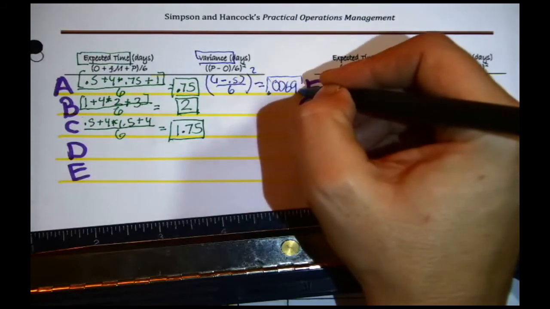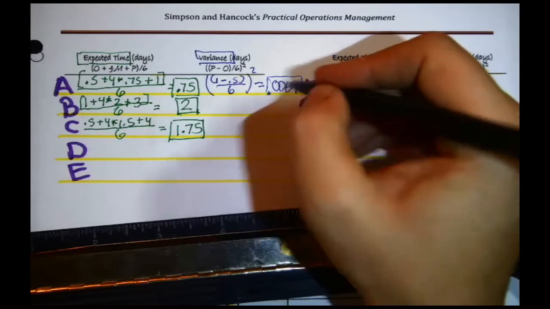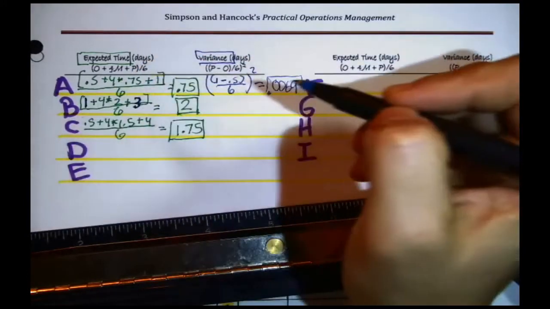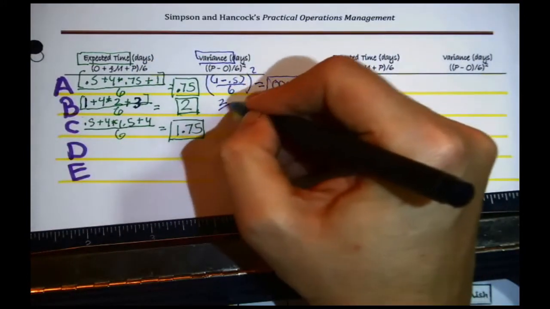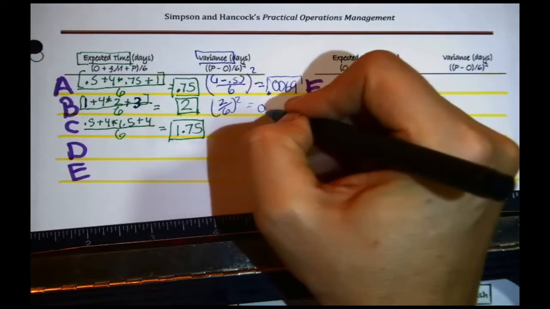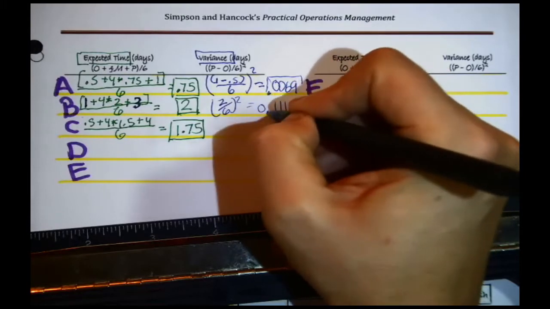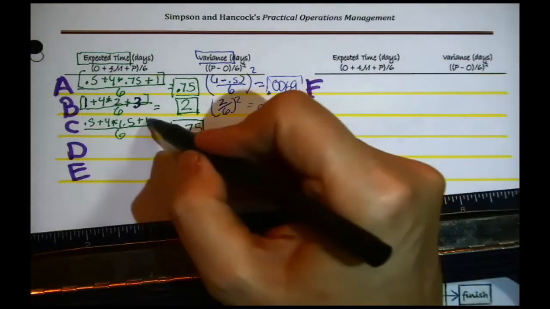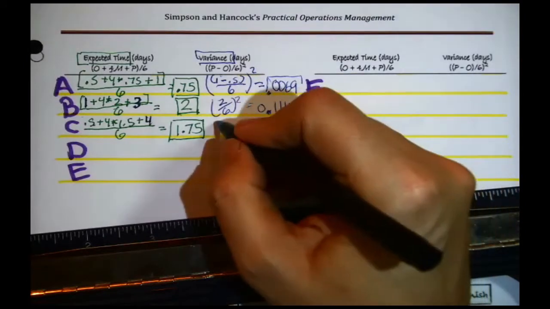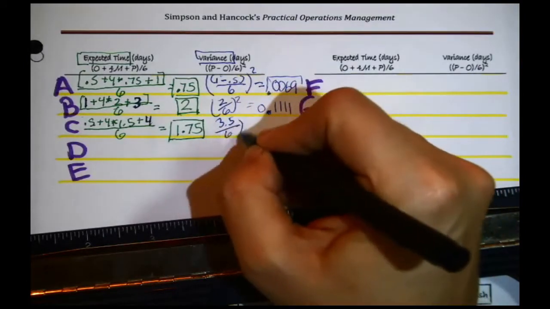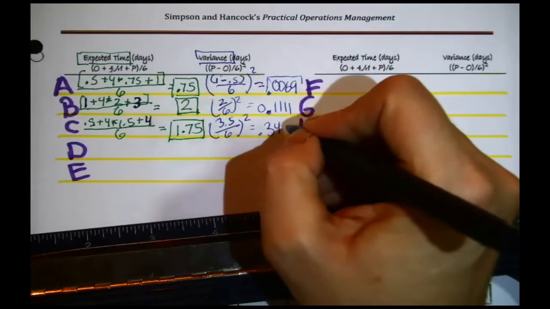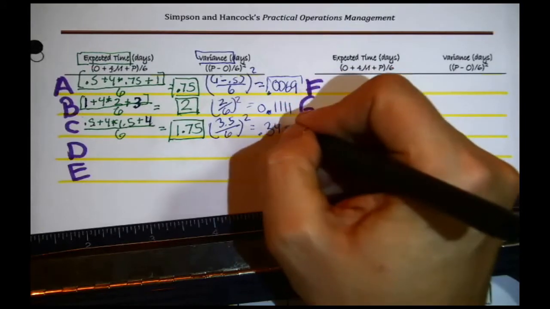0.0069. Same thing for B, same formula anyway. I say 3, the pessimistic time, minus 1, the optimistic time. Okay, that's 2 divided by 6, square the whole thing. I get 0.1111, repeating. Okay. For C, the pessimistic time is 4. 4 minus 0.5 means you have 3.5 in the numerator divided by 6, squared. Okay, 0.3403.